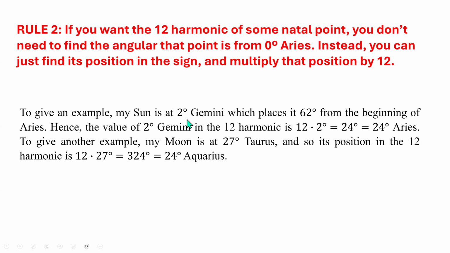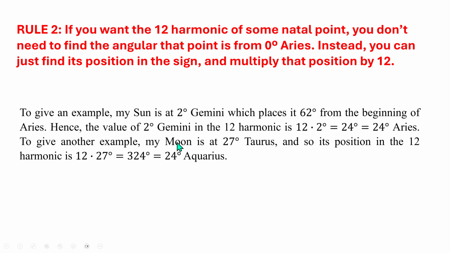So, for example, my sun is at 2 degrees Gemini, which places it 62 degrees from the beginning of Aries. But I don't need to start with 62 degrees. I can just begin with 2 degrees, and things will be simpler. When I multiply 2 degrees by 12, I get back 24 degrees, and that's going to correspond to 24 degrees Aries in the 12th harmonic.